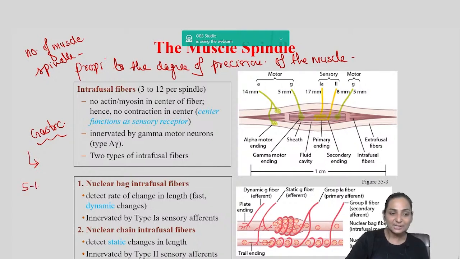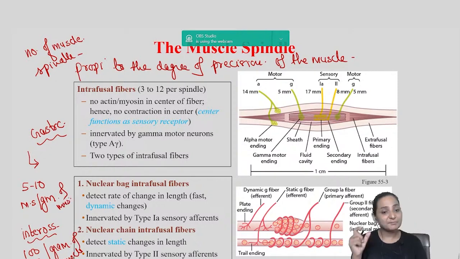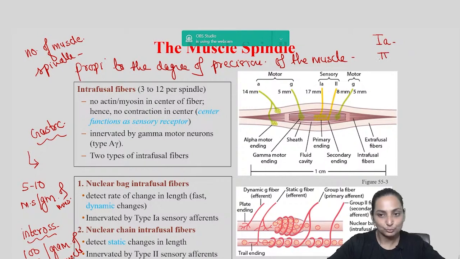Here there is going to be just 5 to 10 muscle spindles per gram. But if you compare this with the interossei, the muscles involved in fine skilled movements, there can be up to 100 muscle spindles per gram of muscle, whereas in the gastrocnemius 5 to 10 muscle spindles per gram of muscle. This is something very, very important to be remembered, right? Now the afferents are 1A and type 2.